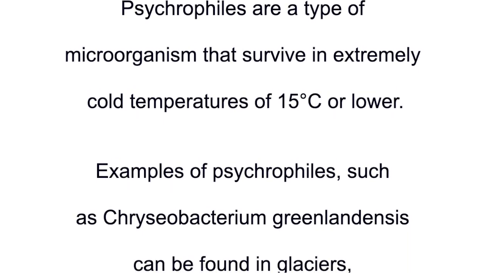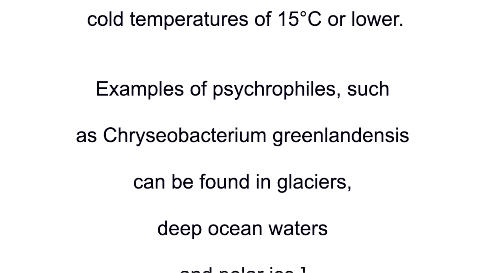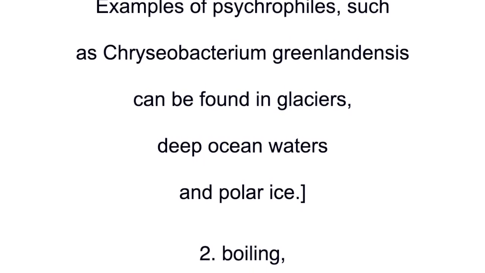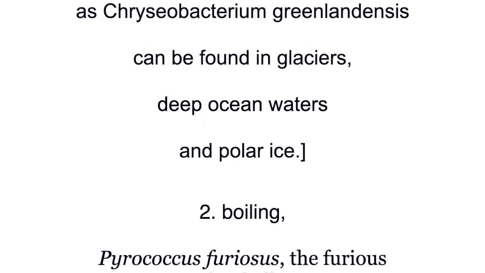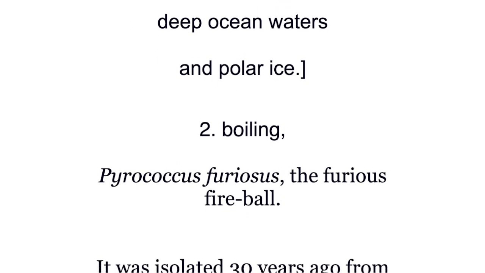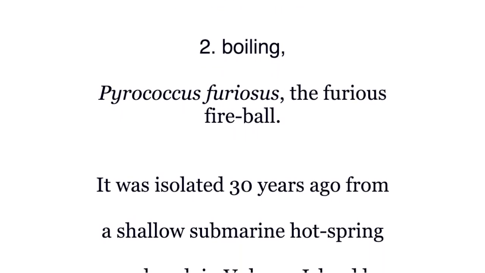Psychrophiles are a type of organisms that survive in extremely cold temperatures of minus 15 degrees centigrade or lower. Examples of psychrophiles such as Chryseobacterium greenlandensis can be found in glaciers, deep ocean waters, and polar ice.